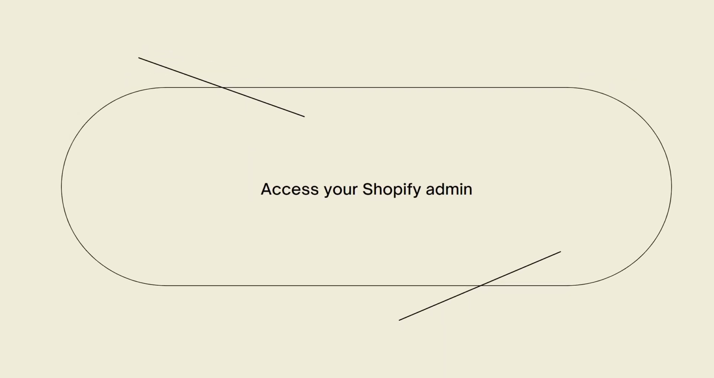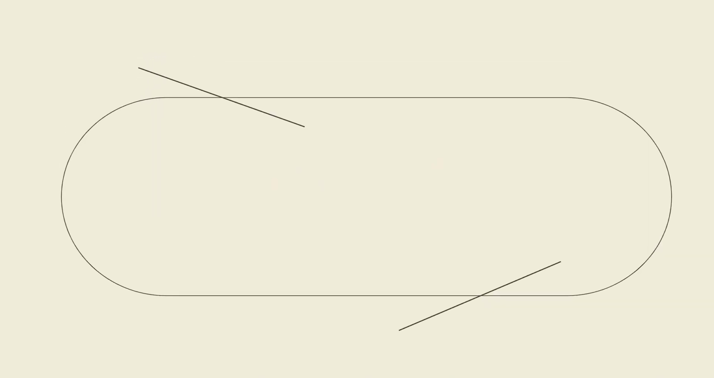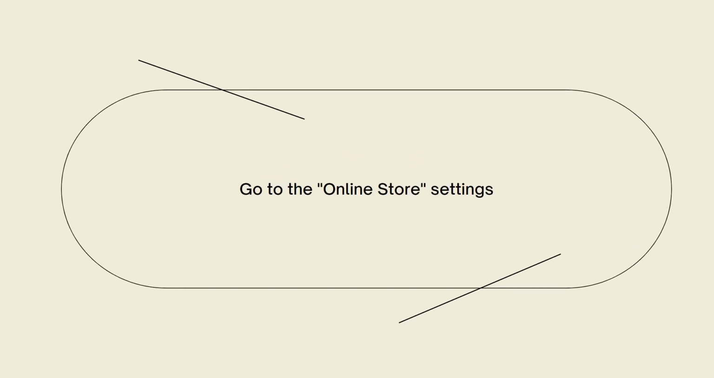After that, access your Shopify admin. Log into your Shopify admin account. Now go to online store settings. From your Shopify admin, go to online store in the left hand menu and select preferences.